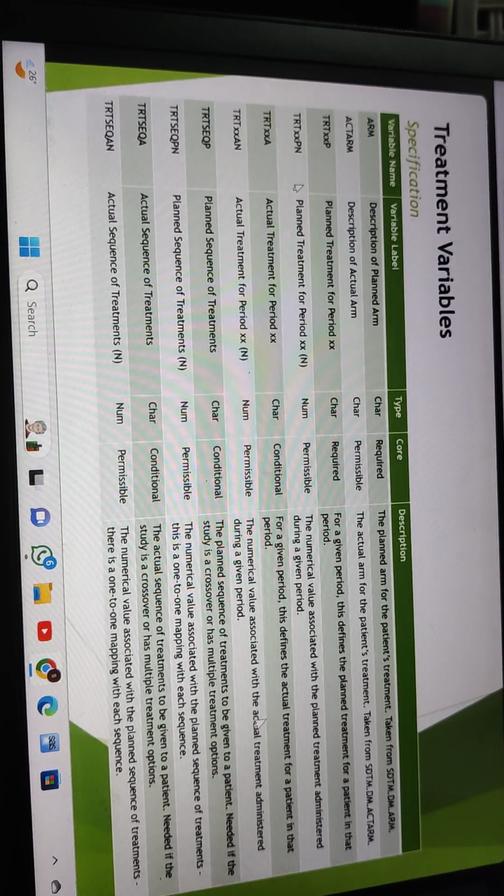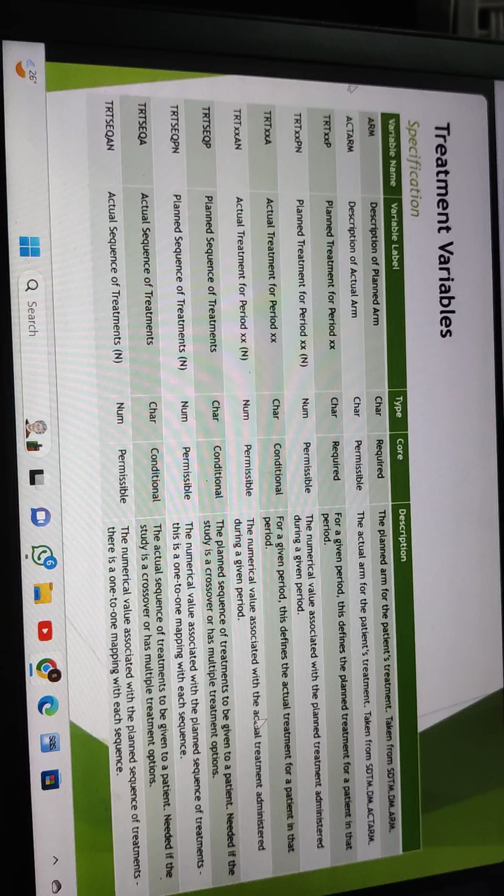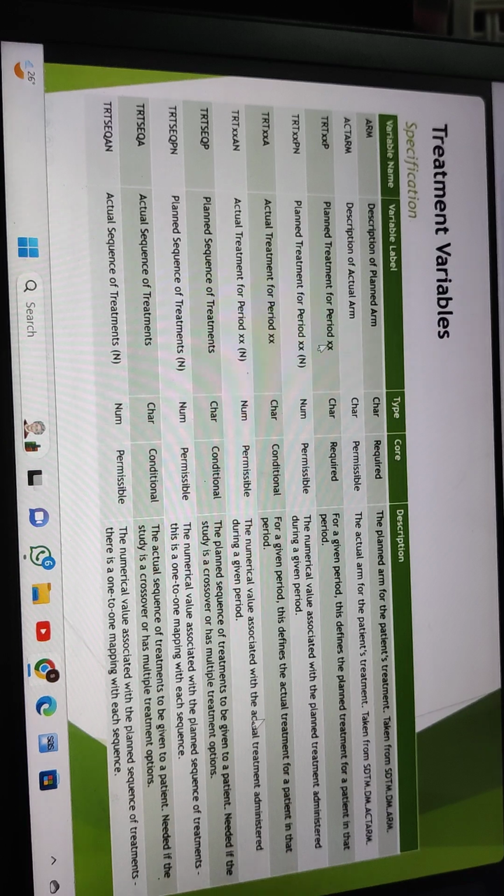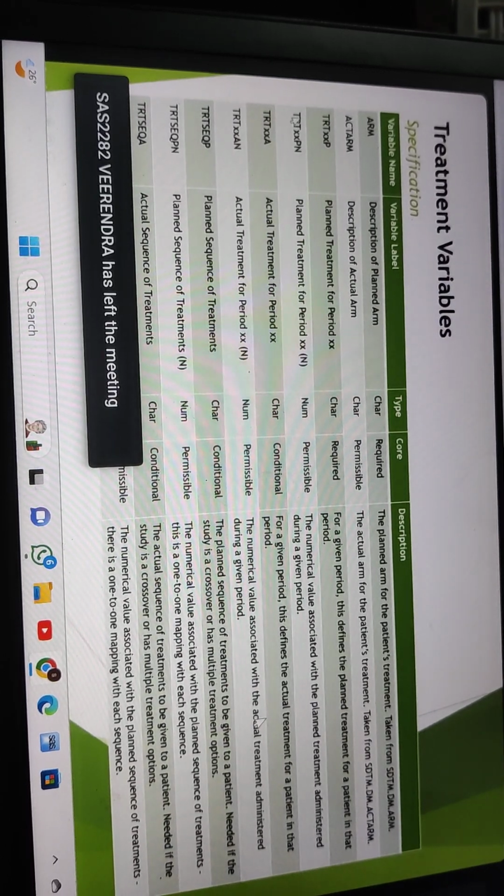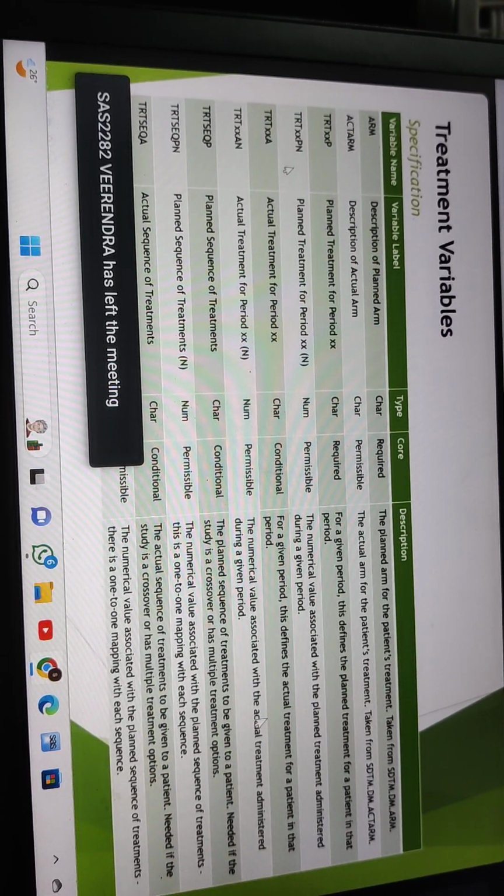As I said, each and every variable will have a numeric variable at ADaM level, in most cases. Why? Because it is for analysis convenience. So TRT is the treatment. Basically TRT01P, TRT02P, TRT03P, based on how many treatments exist in the trial. Remember, if we have only one, it is TRT01P, the planned treatment for the period. P stands for planned. TRT01PN is a numeric variable.